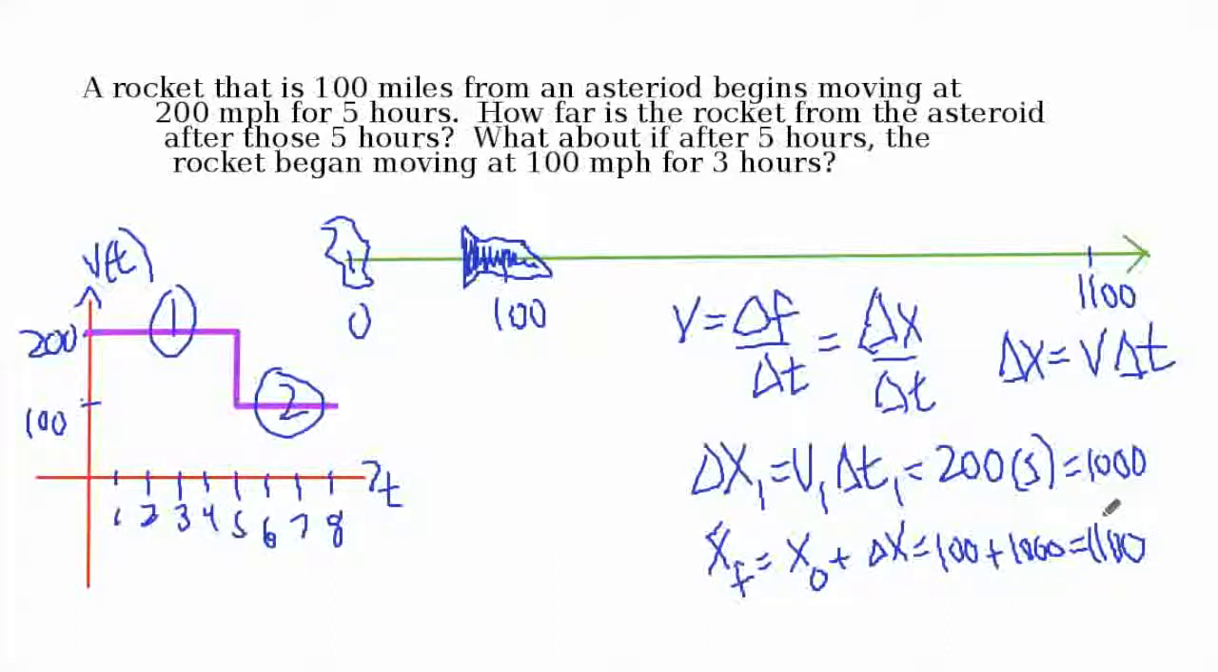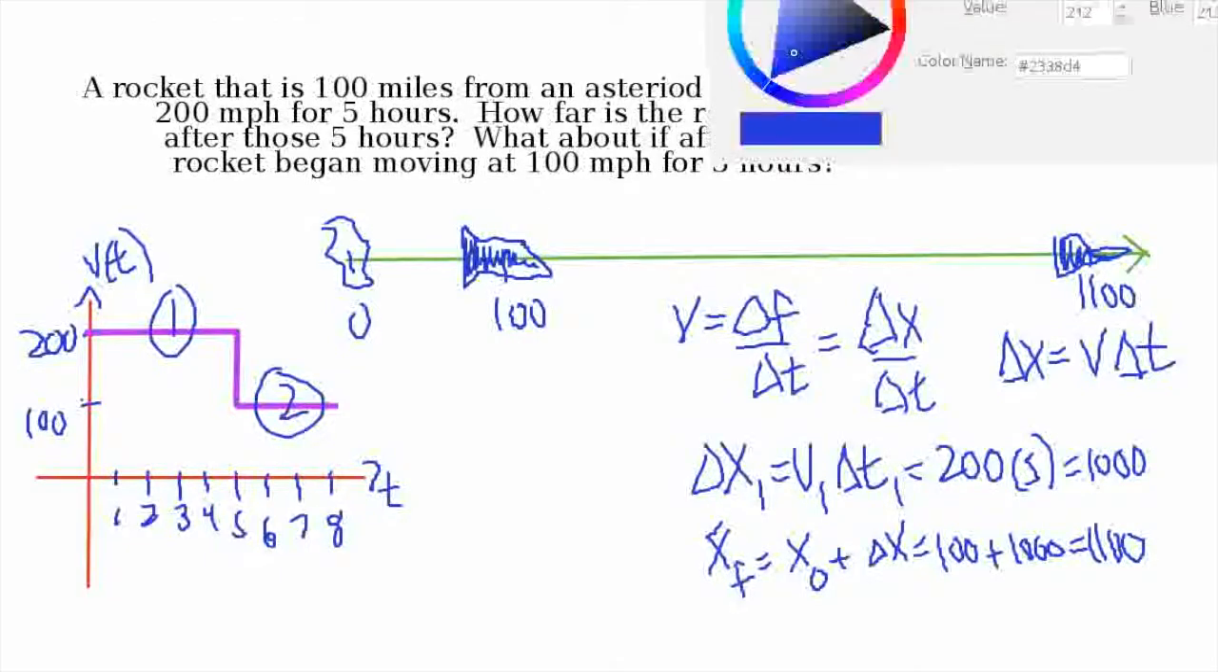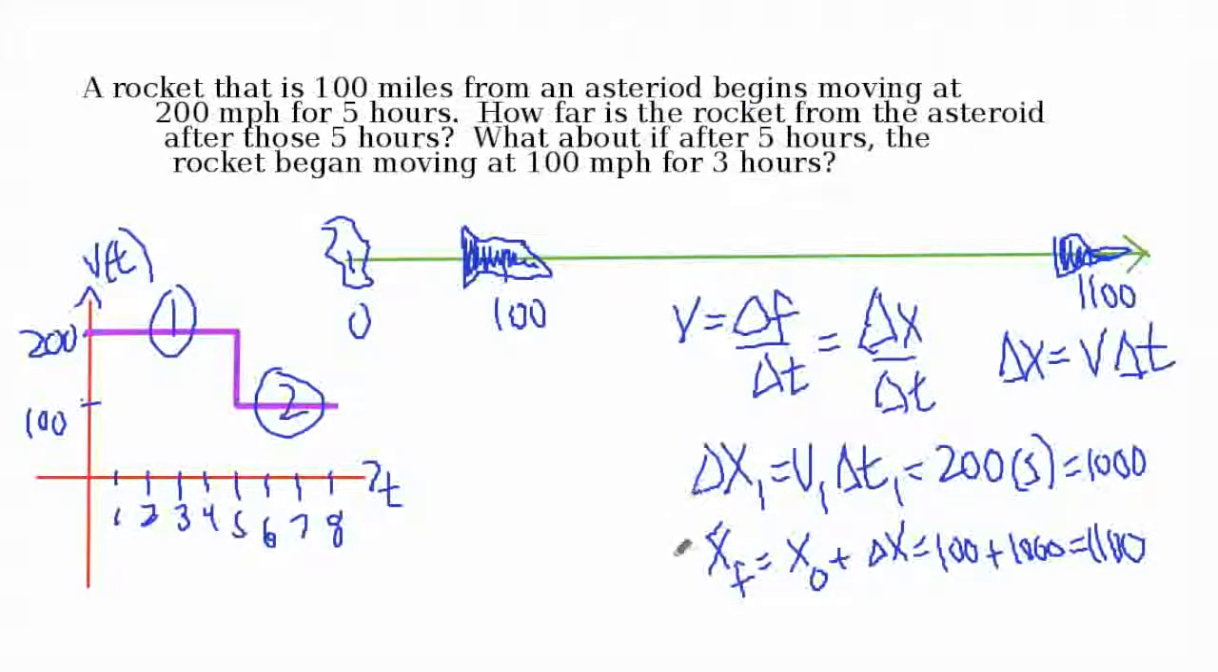Okay. Very good. So that's where we are. And then what about for the second phase? All right. Well, after the second phase, you simply do something similar. So you've got delta x2, and that's going to be the new velocity times the new change in time. It was 100 for 3 hours, so it changed by 300 this time.